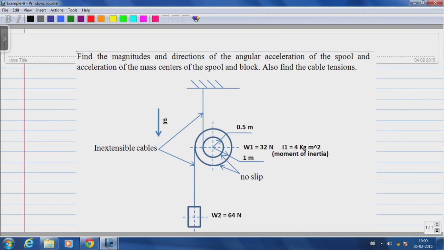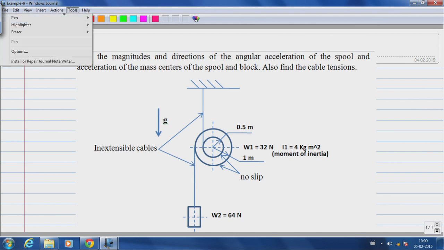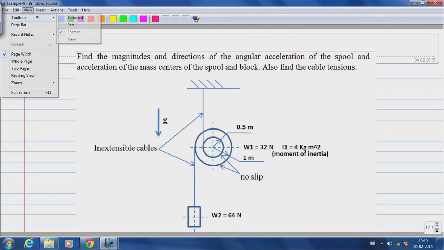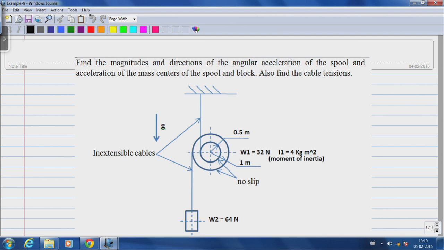The example problem here involves a spool. The spool has two pulleys on it. There's an inner pulley on which a cable is wound, and that is tethered to the top. The inner pulley has a radius of 0.5 meters, and the outer pulley has a radius of 1 meter. And what we are asked to find is the dynamical condition, the accelerations of the spool as well as a dead weight that is tied to the outer spool.